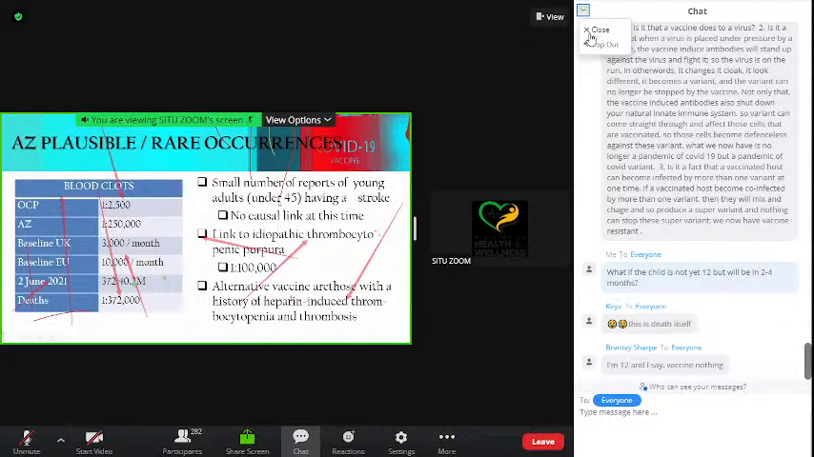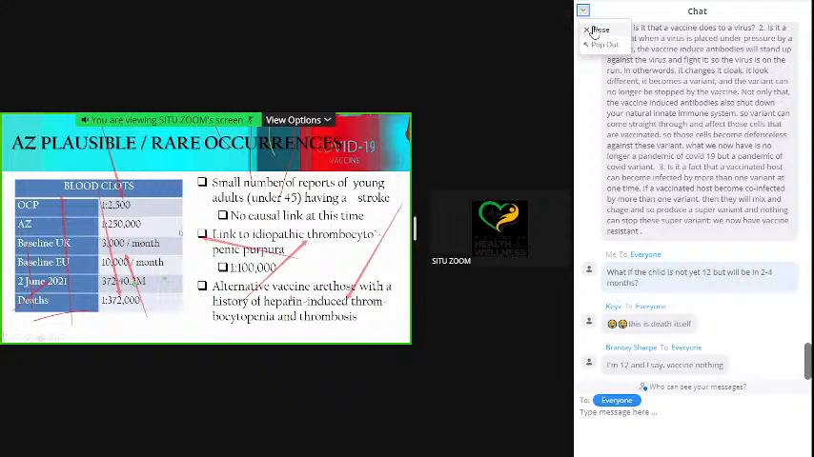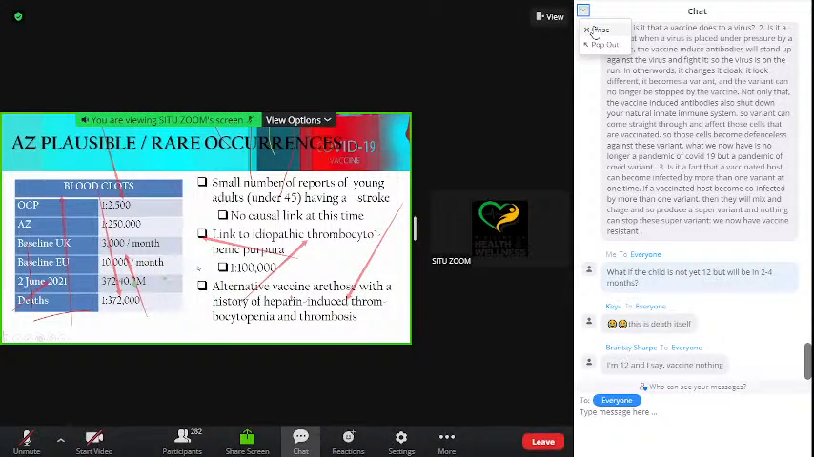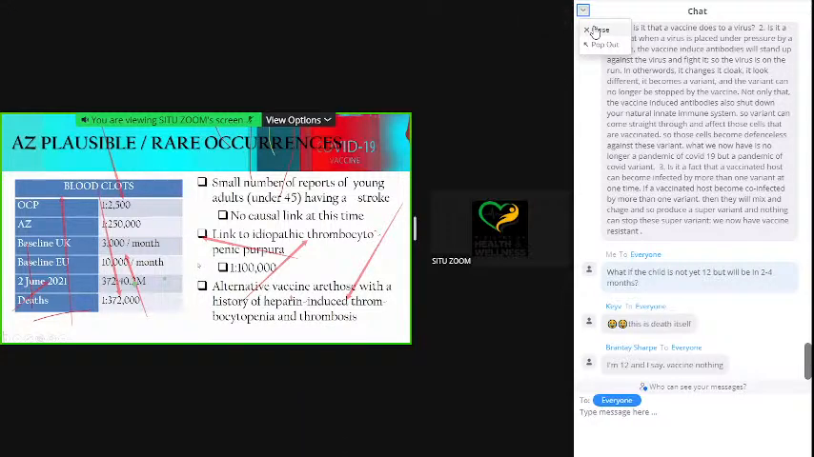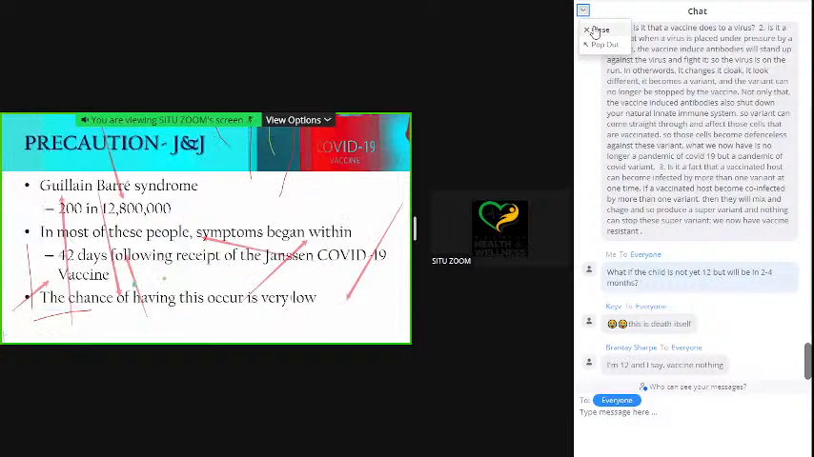So we have to put things in what we call context so that we don't exaggerate some of the things that happen. And what is important is that we know the signs and symptoms of these things, and that we seek medical care.